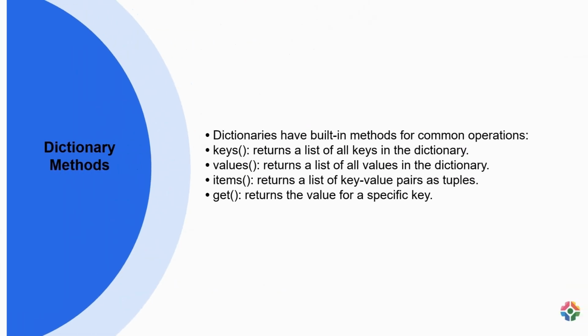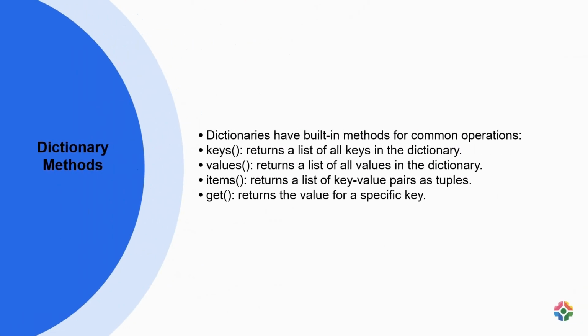Dictionaries in Python offer built-in methods for various operations. The keys method retrieves all keys in the dictionary, values fetches all values, while items returns key-value pairs as tuples. Additionally, the get method obtains the value corresponding to a particular key. For instance, in a workplace scenario, a dictionary could be utilized to store employee information with keys like name, department, and salary. Accessing specific details, such as an employee's salary using the get method, encapsulates the practical use of these dictionary methods within a professional setting.